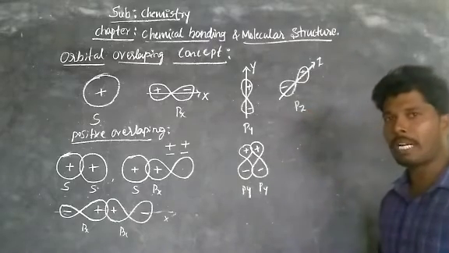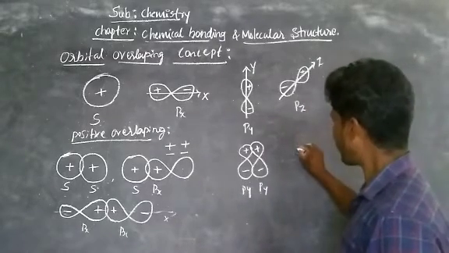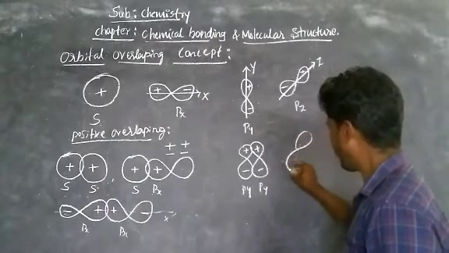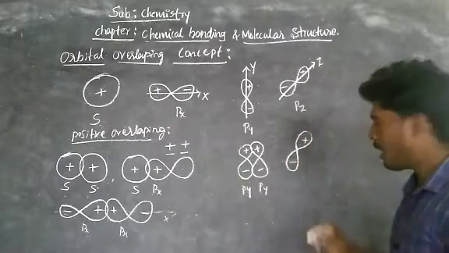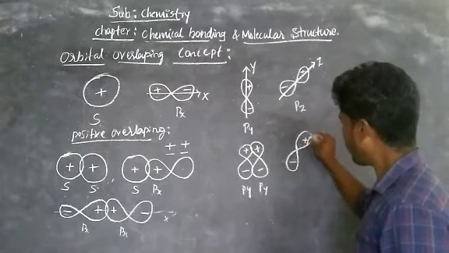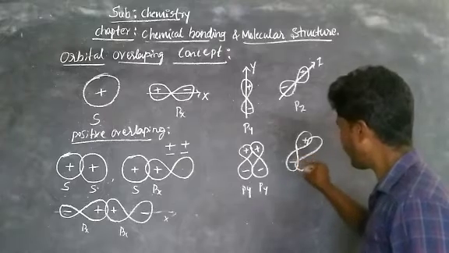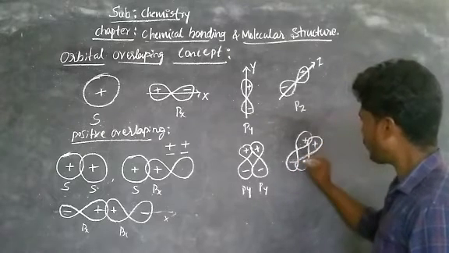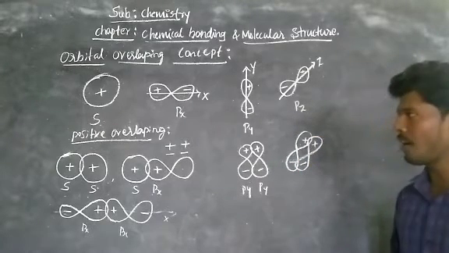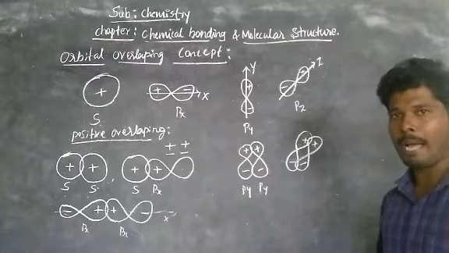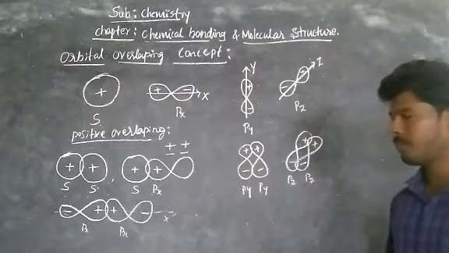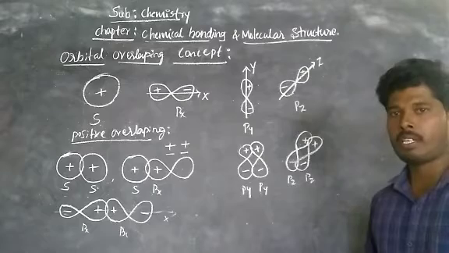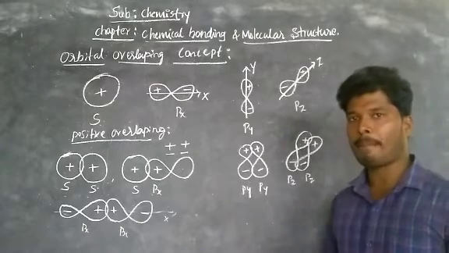Similarly, take z overlapping orbitals. This is on the z-axis. Let's take this as a positive loop and this as a negative loop. And similarly, take one more z orbital. This is a positive loop, this is a negative loop. This is called positive overlapping. That is pz and pz. Okay. Now coming to the negative overlapping.